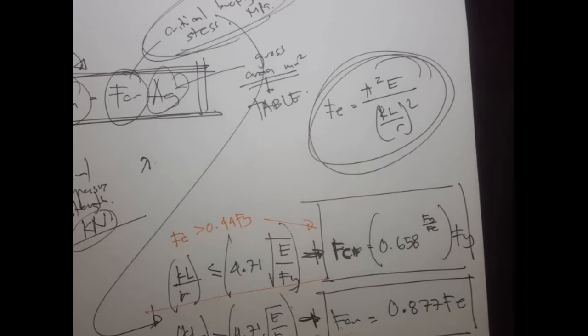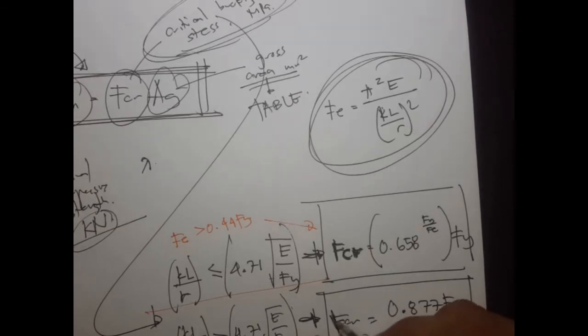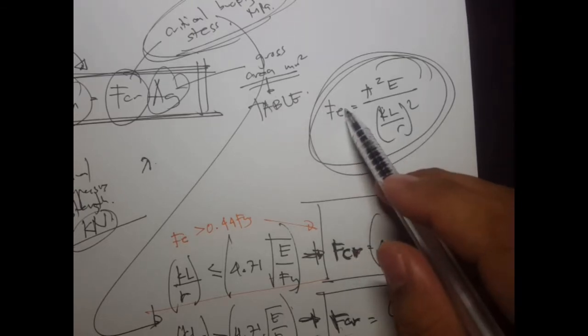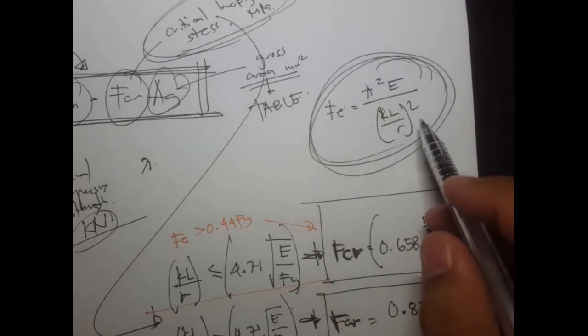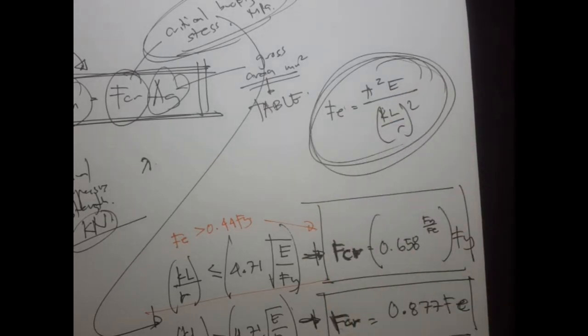I guess a lot of terms are mixing up already, but that's the notation. Let's just say Fcr is the stress. But when we say Fe, that's the critical buckling stress from the Euler equation.